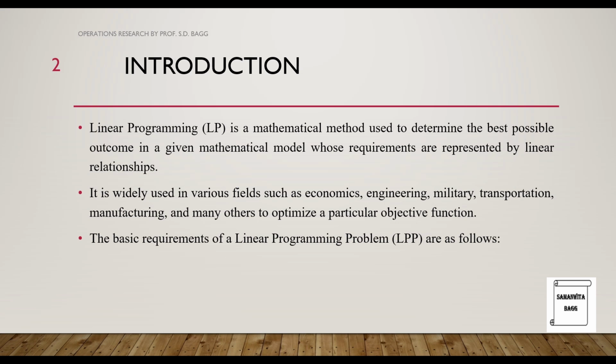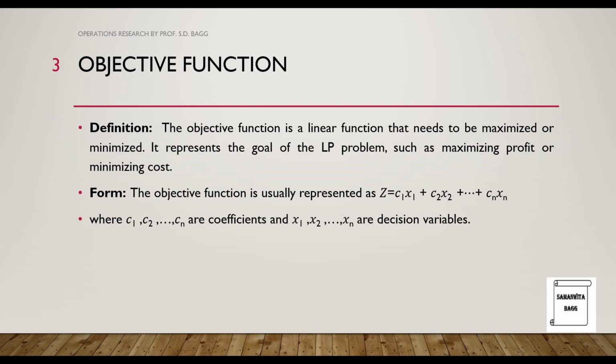We have also discussed what an objective function is. The basic requirements of a linear programming problem are as follows. The first is the objective function. Definition: the objective function is a linear function that needs to be maximized or minimized. It represents the goal of the linear programming problem, such as maximizing profit or minimizing cost. So the general objective of an operation research linear programming problem is going to be either to maximize the profit or minimize the cost incurred by the company.